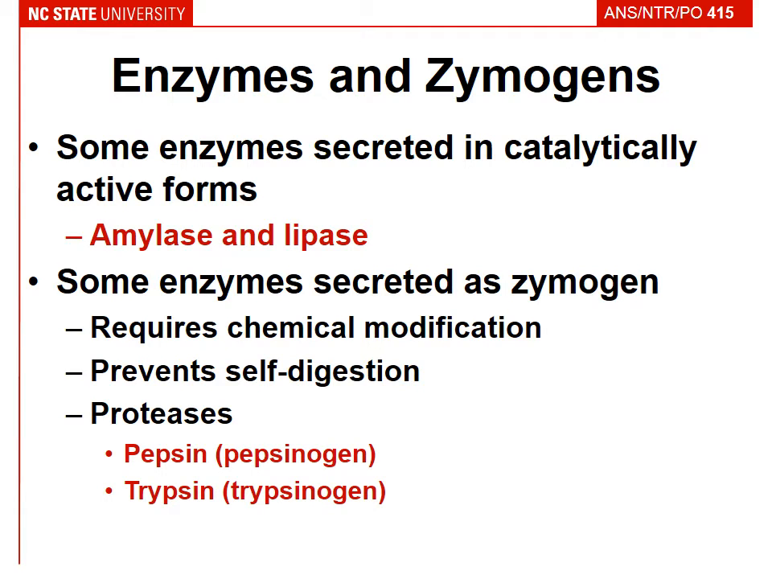Two of the main types of proteases: one we've already discussed, pepsin, which is released as pepsinogen and secreted from the stomach. Then we have trypsin, which is secreted from the pancreas. It's secreted as trypsinogen, it becomes activated, and becomes trypsin.